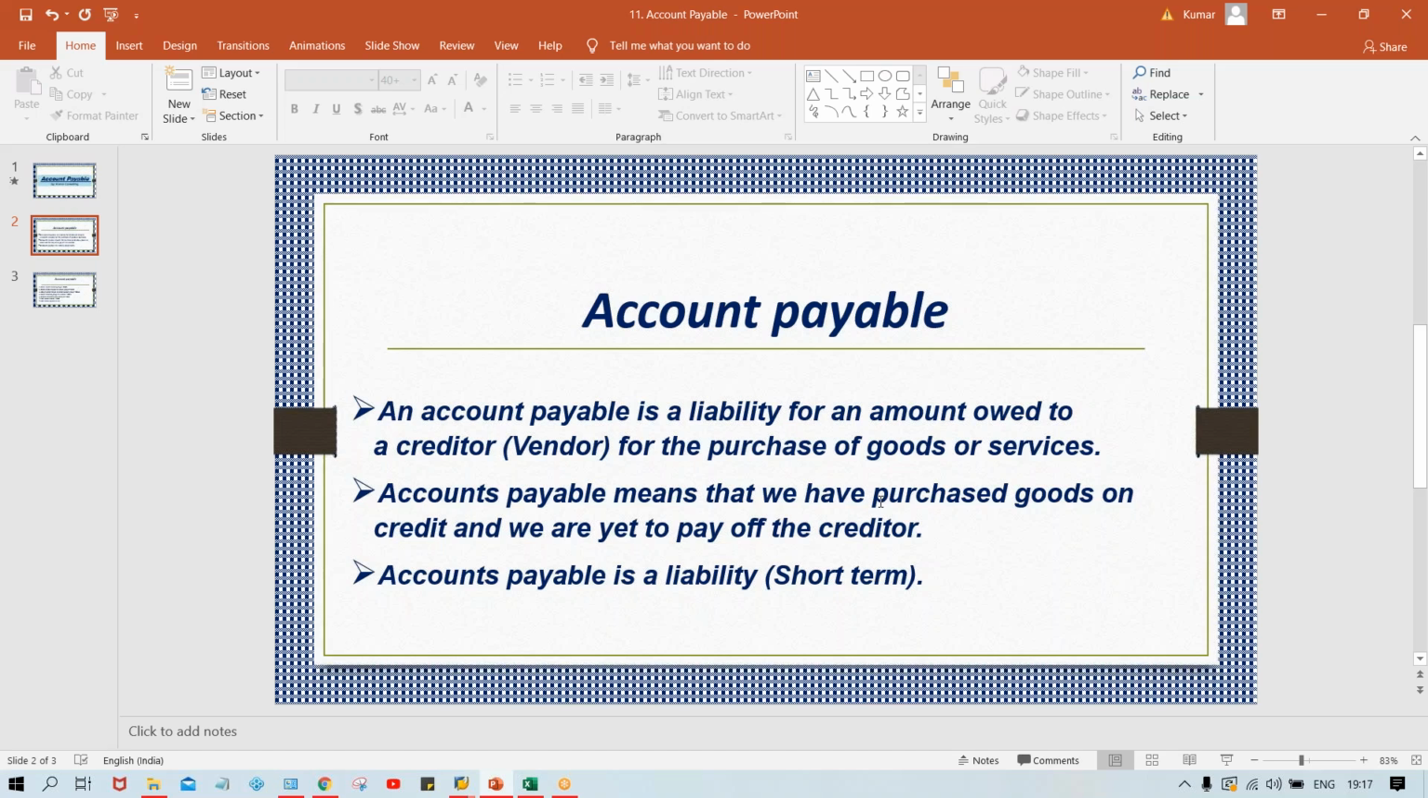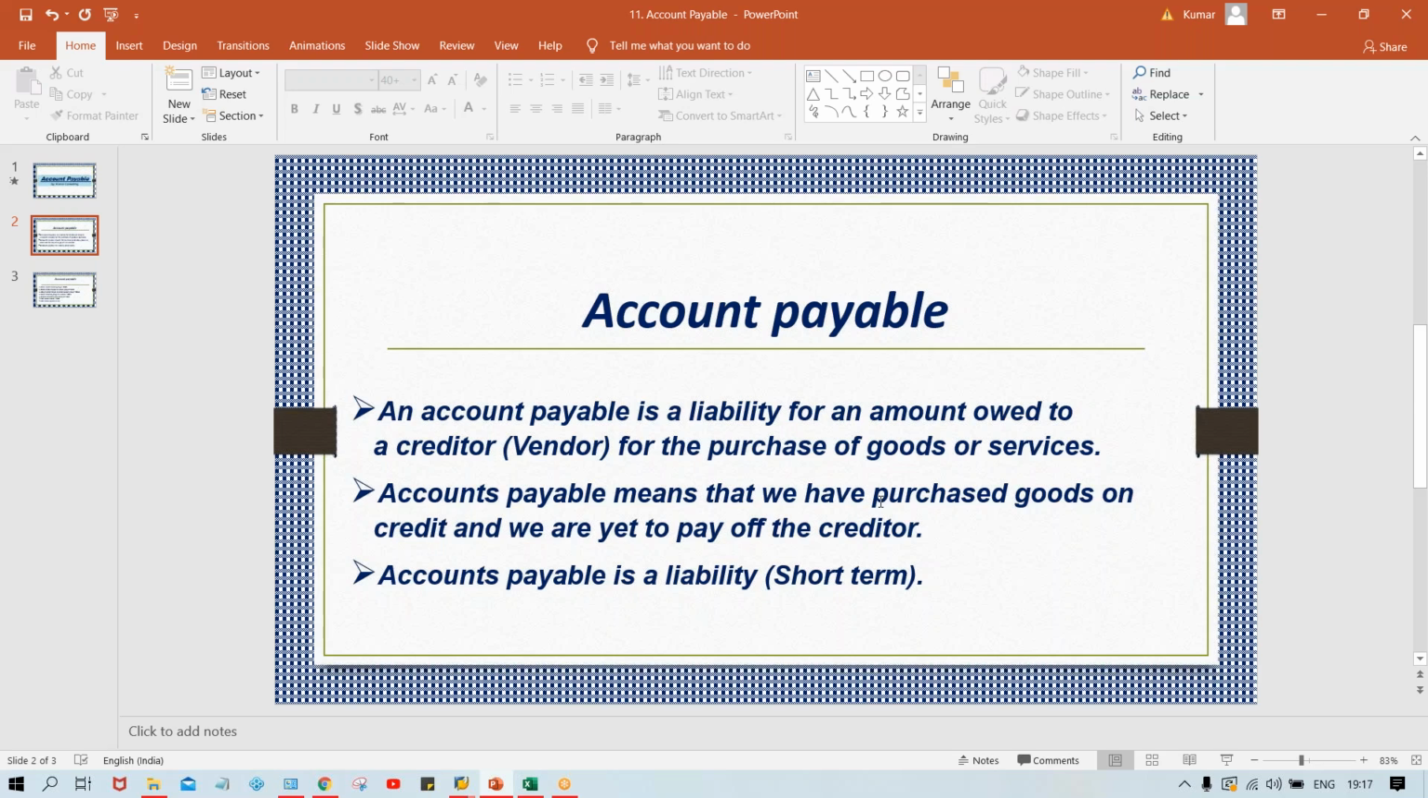Might be after 1 month or 45 days or 60 days, whatever the terms of payment is agreed. But whatever amount is supposed to be paid, that is going to be treated as payable, and in accounting it is called account payable. So this is our liability. It means in future you are liable to pay this amount to the vendor. This is what I wanted to say.